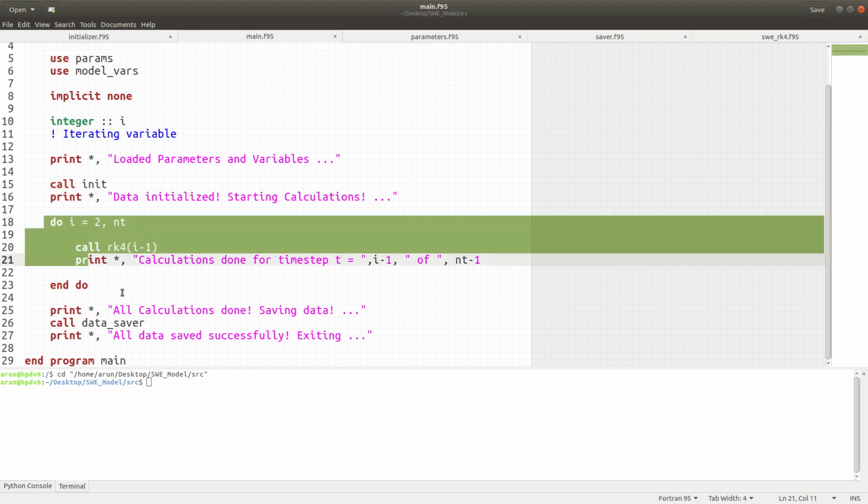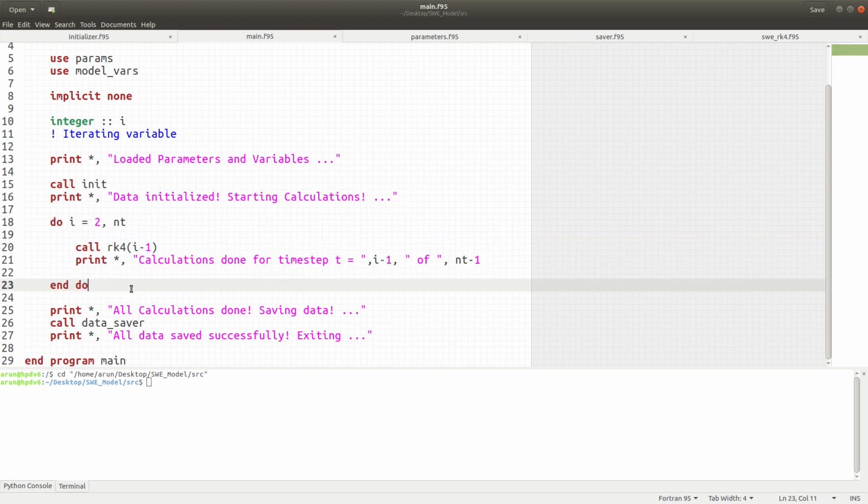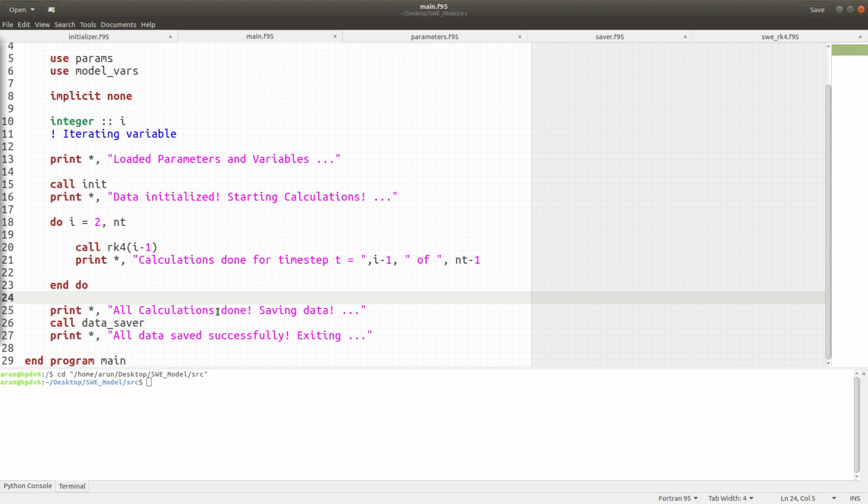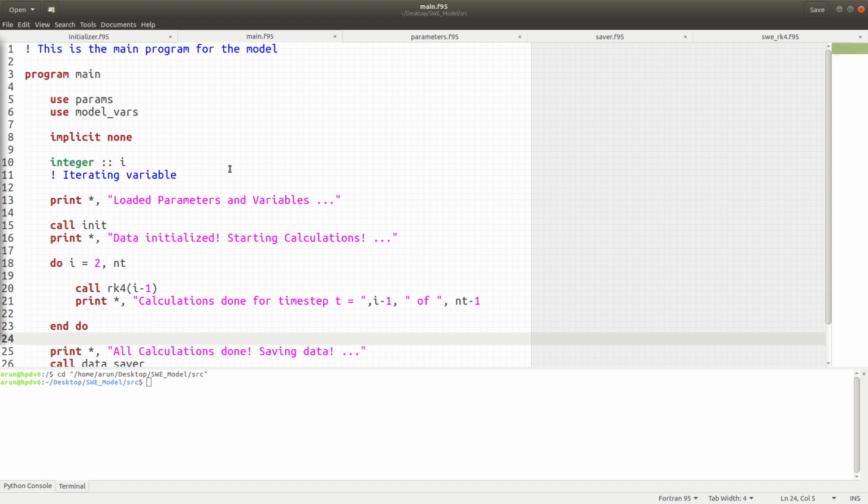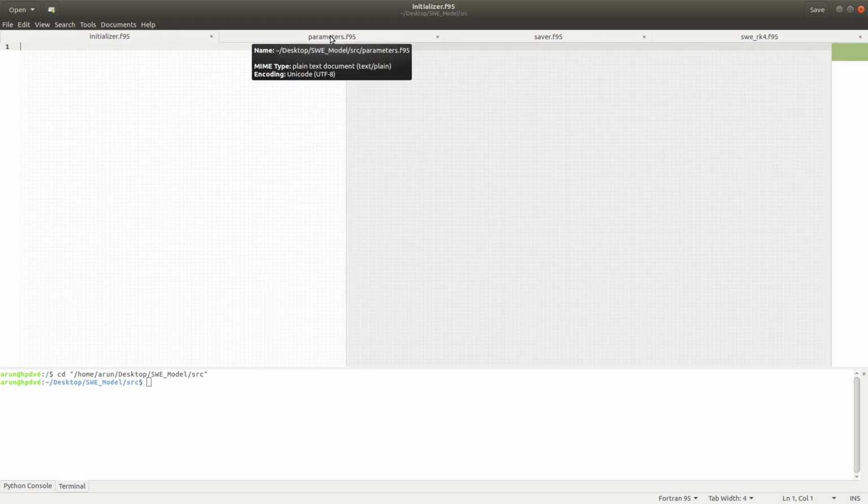And then we're running this do loop that is going to call the subroutine every time step and calculate the values. And finally, when all the calculations are done, we're going to call this data saver subroutine, which is going to take all the data and store them up in a particular file. All right. Now, with this main program ready, we can close this up. We won't be needing this for now.